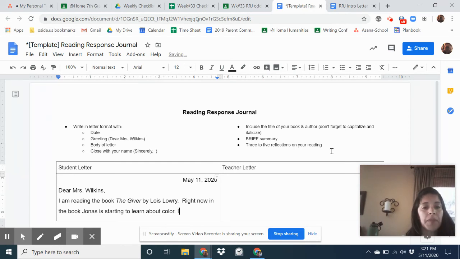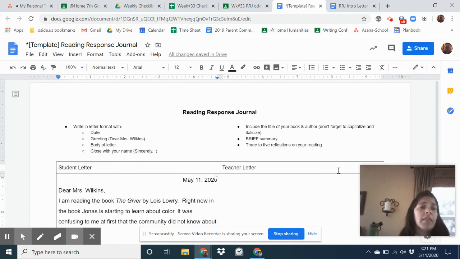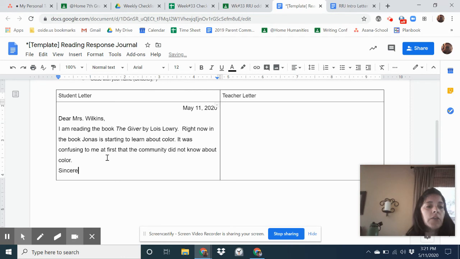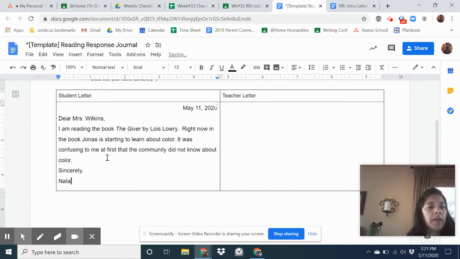You can write, it was confusing to me at first that the community did not know about color. And then you can say, color is so important in my life, so I didn't think about what it would be like to have no color. So you just kind of go on, three to five reflections about that. And then as you go on, let's just pretend this is the end of my letter. Then you would write sincerely, and then I'm going to write my daughter's name, Natalie. And so this is the letter.